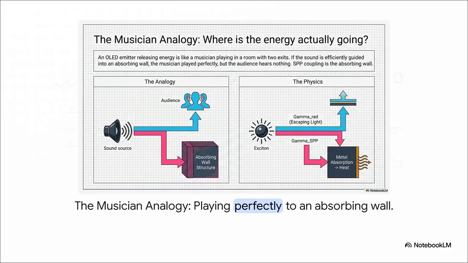Okay, let's dive into this with a really helpful analogy. Imagine a brilliant musician playing in a room with two exits. One exit leads out to a cheering audience, but the other exit is just this intensely sound-absorbing wall. Now, if the room is built so that the sound is efficiently guided right into that absorbing wall, well, the musician could play an absolutely flawless, perfect symphony. But the audience, they're going to hear absolutely nothing. In our OLED devices, the light-emitting exciton is our musician. It releases energy beautifully. But a phenomenon called surface plasmon polariton, or SPP coupling, acts exactly like that absorbing wall.